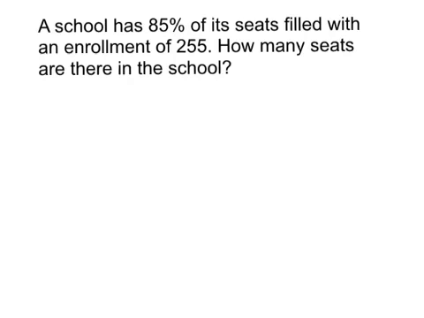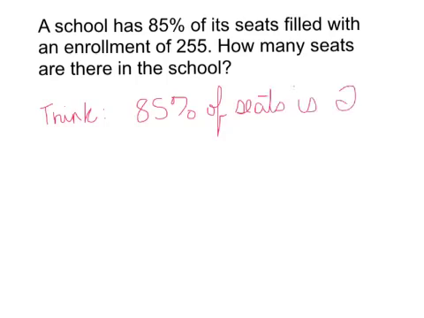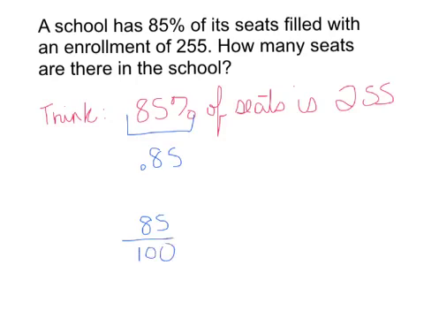What you want to think for this problem is the words "85% of the seats is 255." So there I'm going to go ahead and change 85% to 0.85, or I can also think of it as 85 over 100. "Of the seats" means I'm going to multiply. I don't know how many seats there are, so that's going to be times x. And then, last but not least, "is" equals 255.